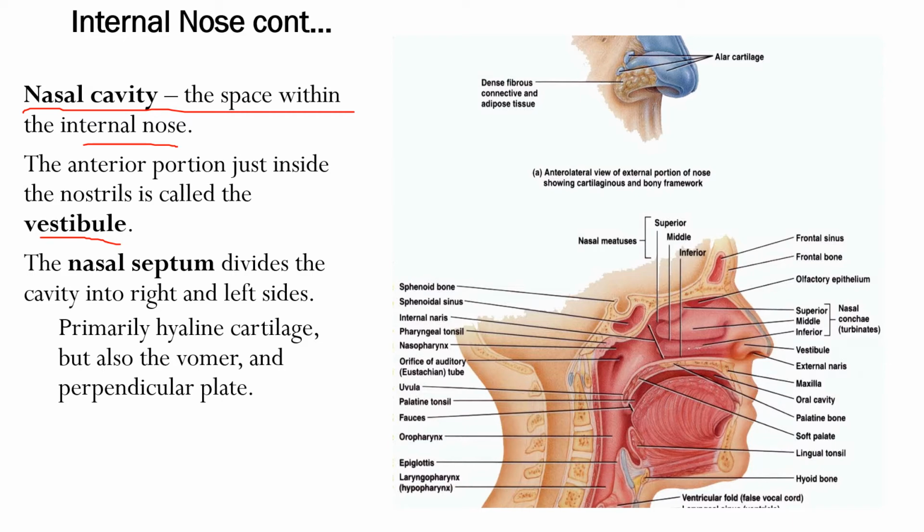So just entering the nose is the vestibule. So as you enter right here, this is the vestibule right here. And then the nasal septum divides the right and left. It's primary hyaline cartilage, but also there's a tiny bone called the vomer that helps to create that separation. And then you have the perpendicular plate as well.